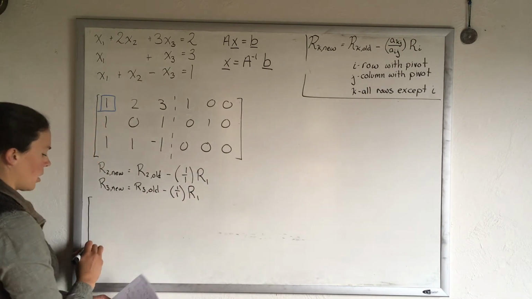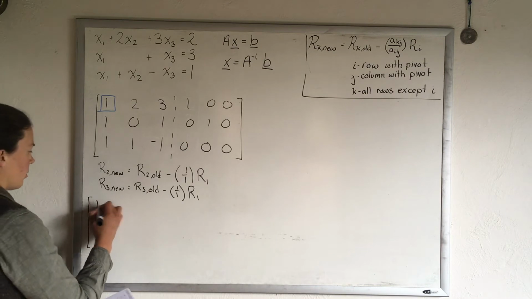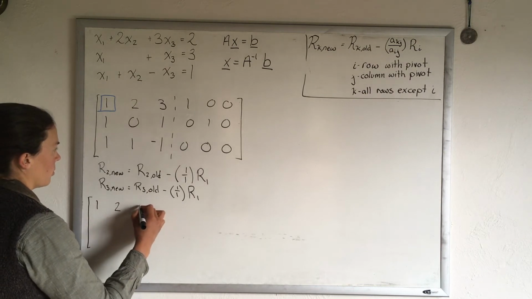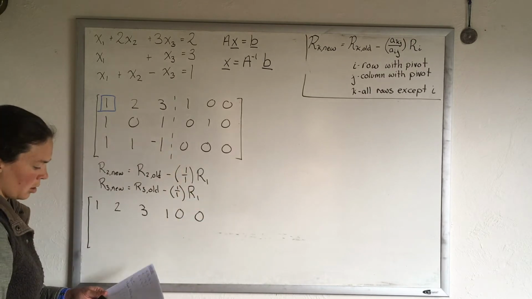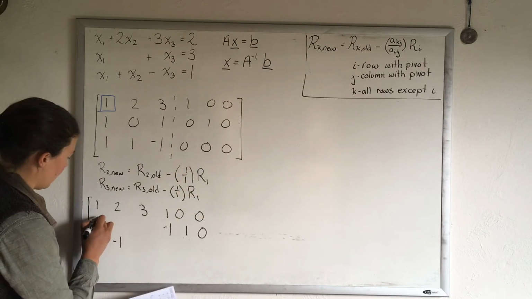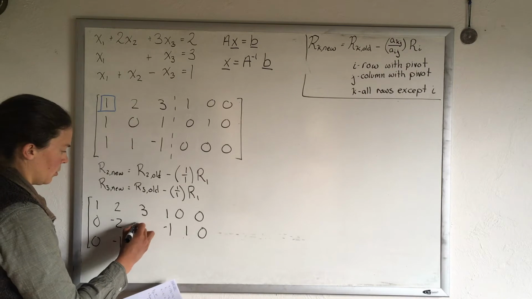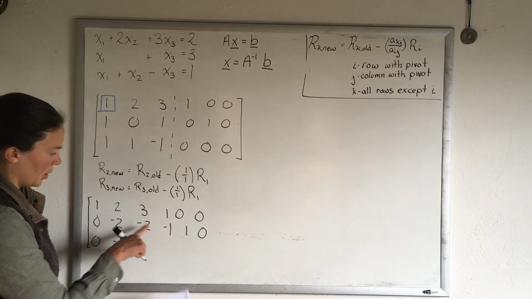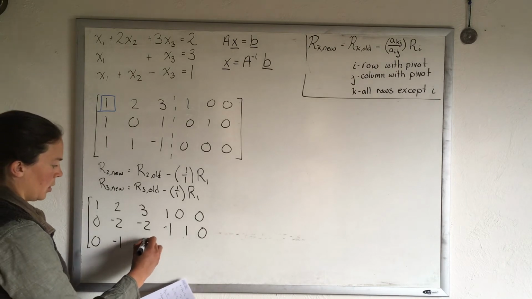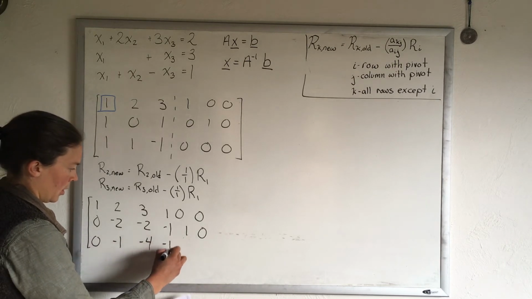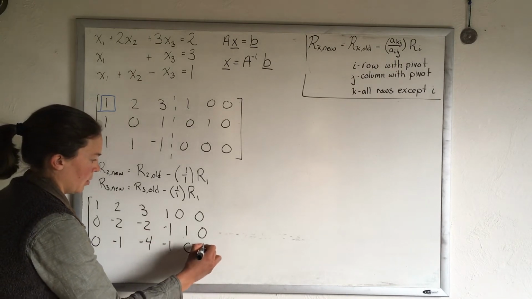And so this gives us a new matrix. We did nothing to the first row, so it'll still be 1, 2, 3, 1, 0, 0. I'm going to get rid of the augment sign for now. 0, negative 2, negative 2, negative 1, 1, 0, 0, negative 1, negative 4, negative 1, 0, 1.